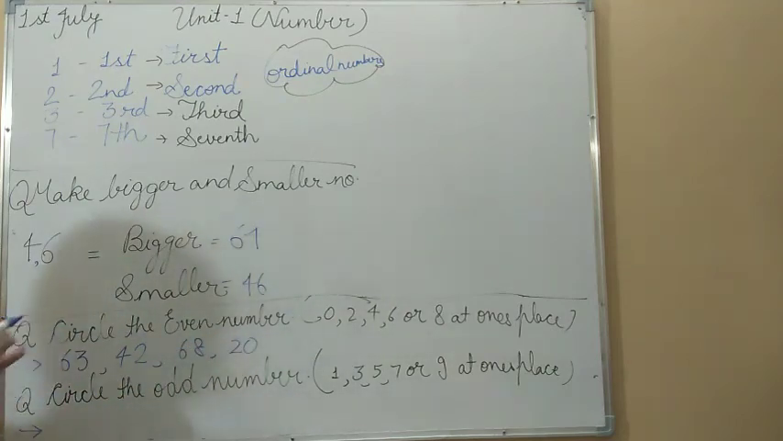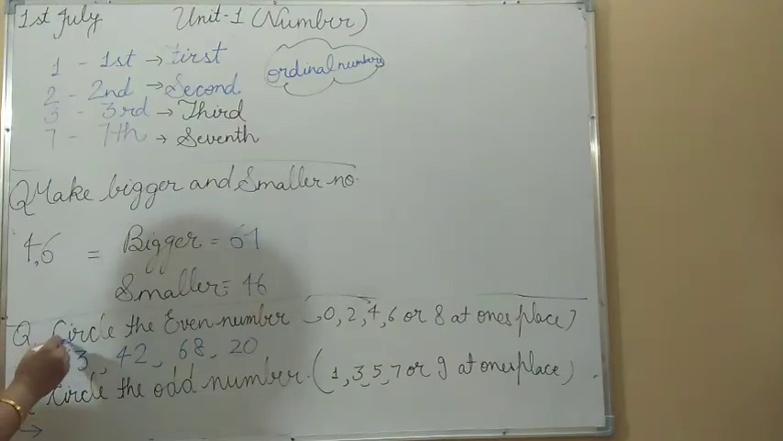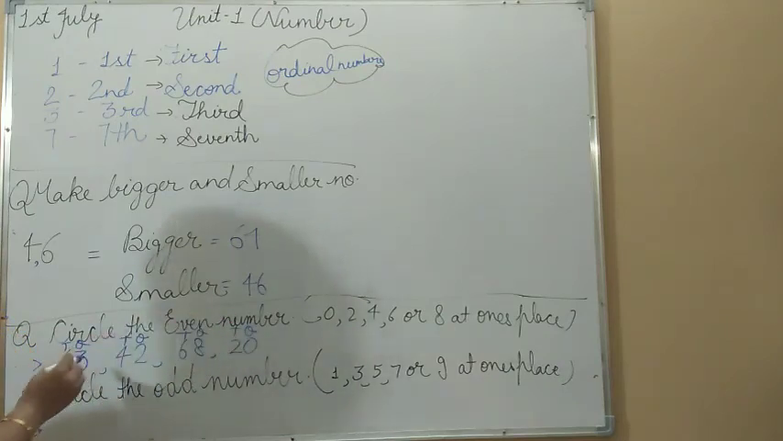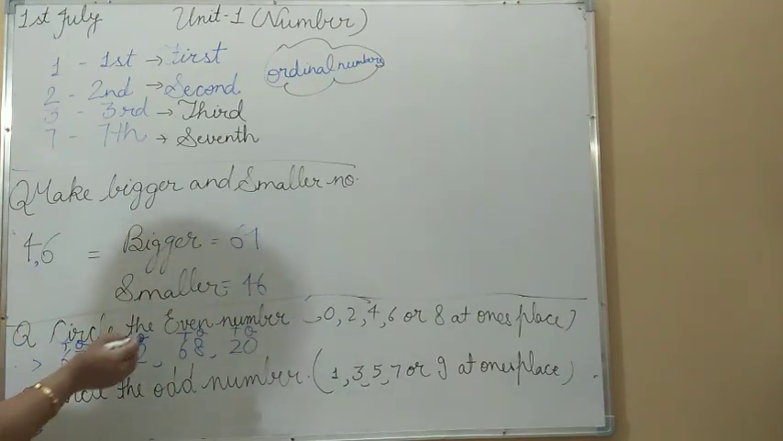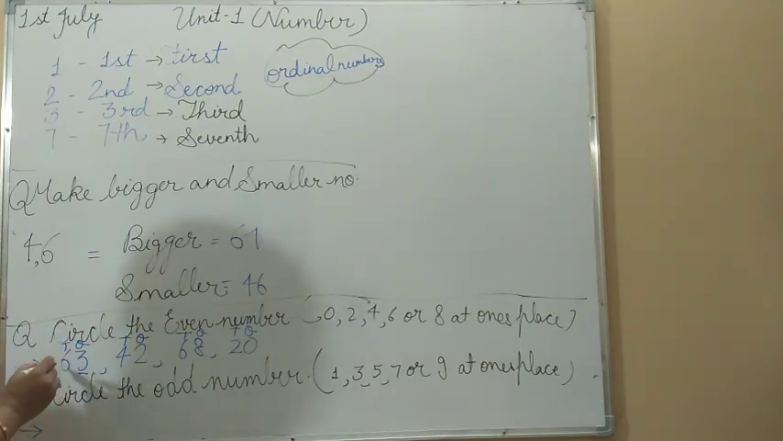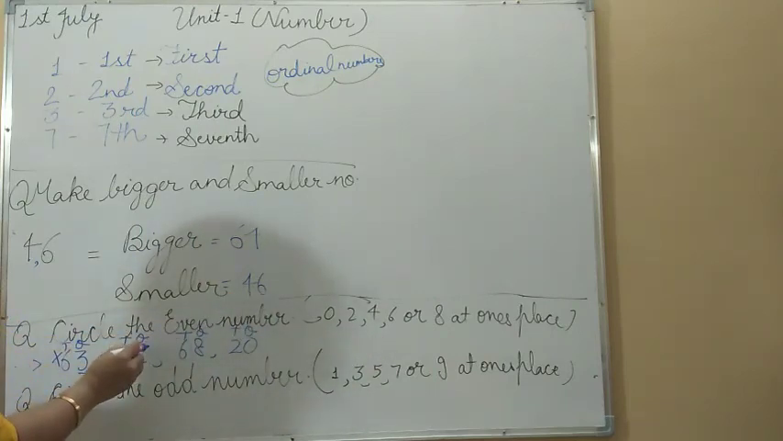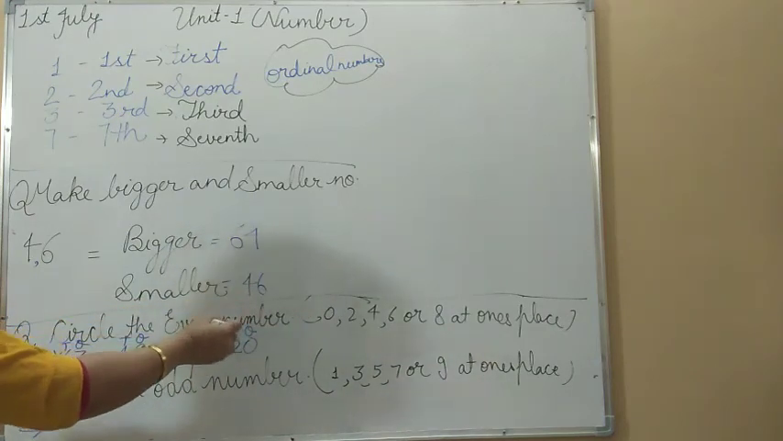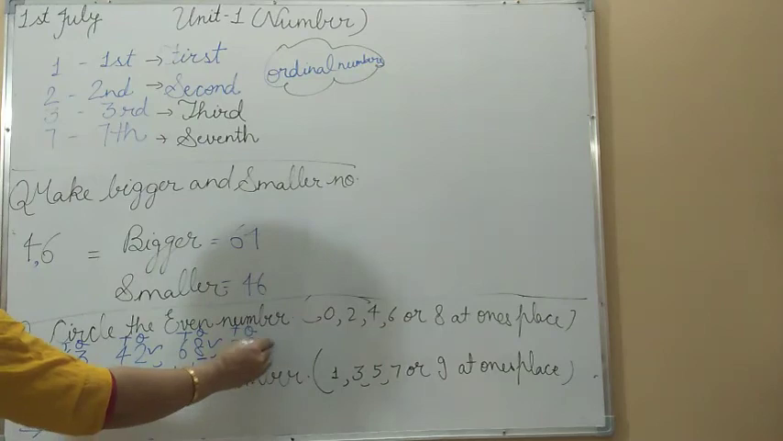Which are the even numbers here? 63 is the even number? No, because we will write on the upper side tens, ones, tens, ones, tens, ones, tens, ones. So 3, this is not coming in even numbers because we have to check only the ones place. Okay, so this is not even. Ones place 2, yes, this is the even number. This is also an even number because 8 comes in even numbers, and this also.